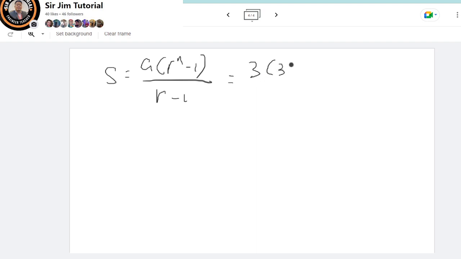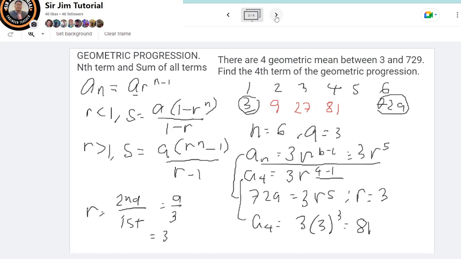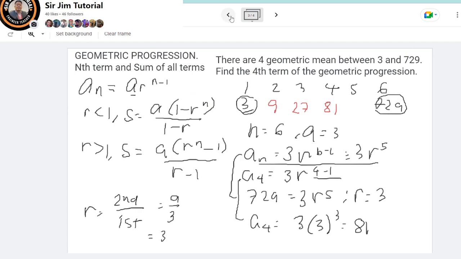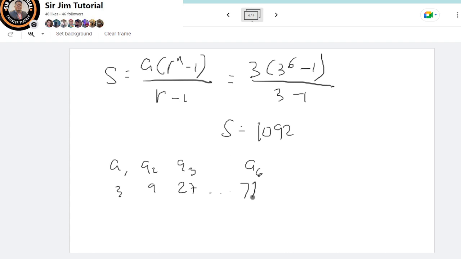How many terms do we have? n, we have 6 terms. So 3 to the 6 minus 1, all over 3 minus 1, where r is 3. Using your calculator, we can have S is equal to 1092. Okay, so in other words, you have a1, a2, a3. This is 3, 9, 27, plus up to a6, which is equal to, what is our a6? 729. If we sum up all of this, that becomes 1092.